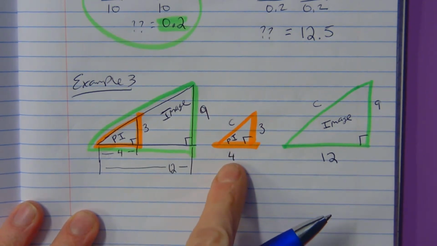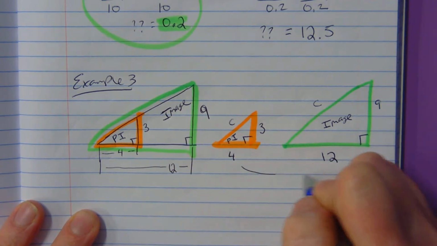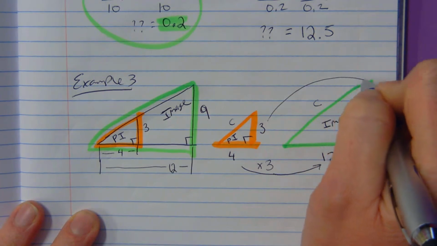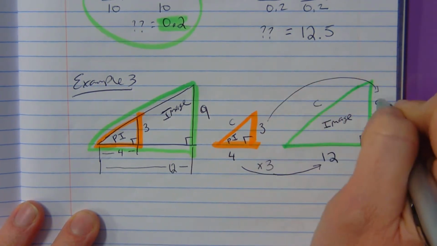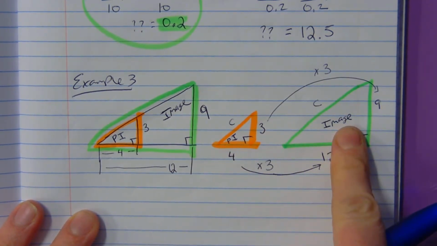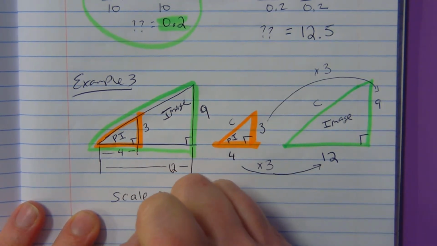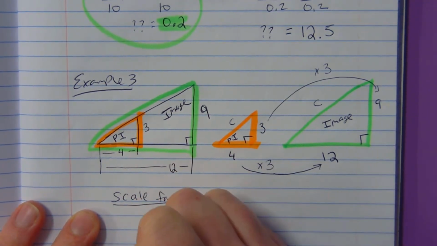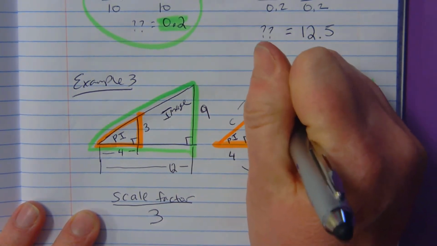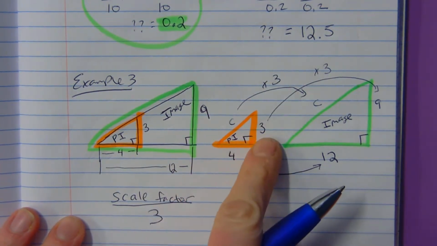But if I look at this 4 to 12 and 3 to 9, 4 times what number gives you 12? I hope you said 3. And 3 times what number gives you 9? Again, that's 3. So this is 3 times as large. My scale factor is 3. So whatever I get for C, I'm going to multiply that by 3 to get my other C. So I'm going to do my math on this one because it's smaller numbers.